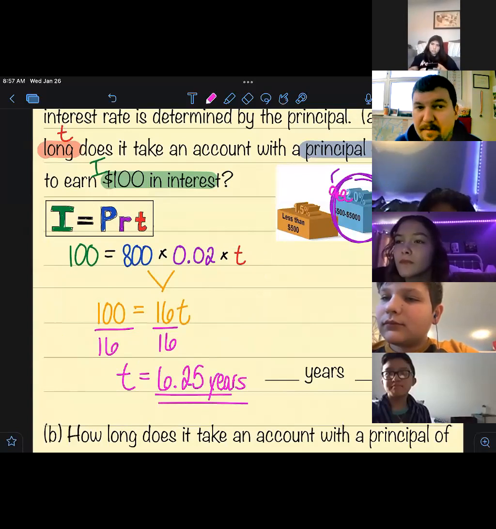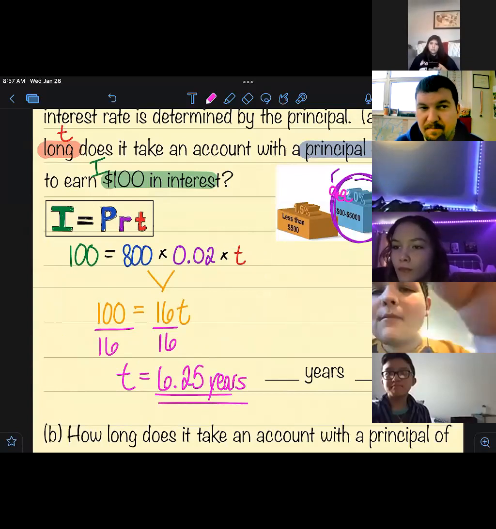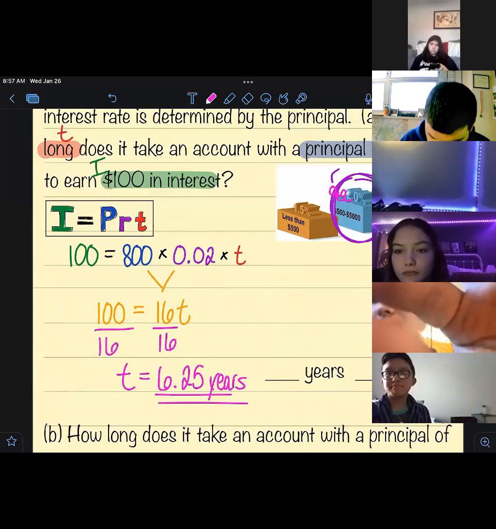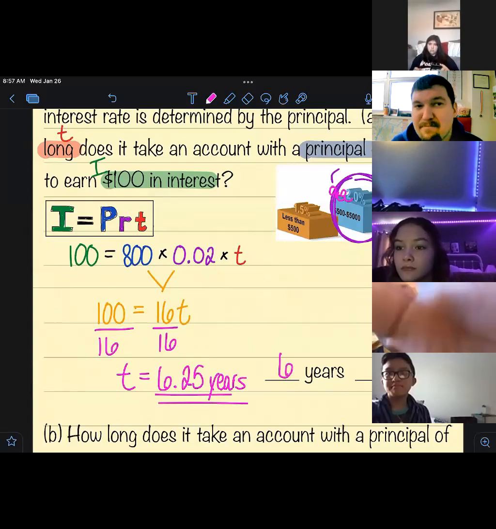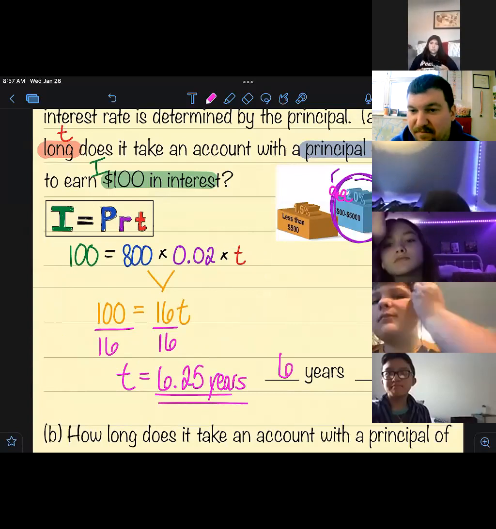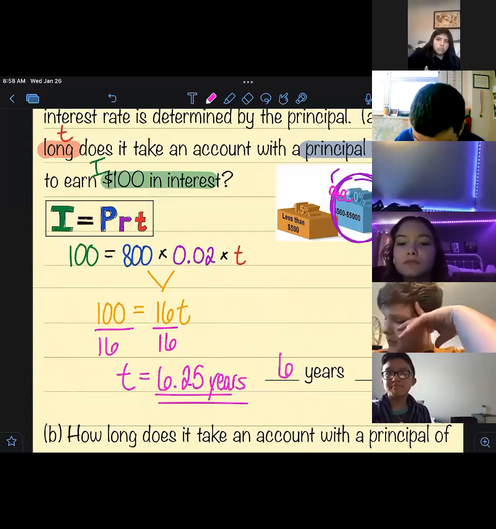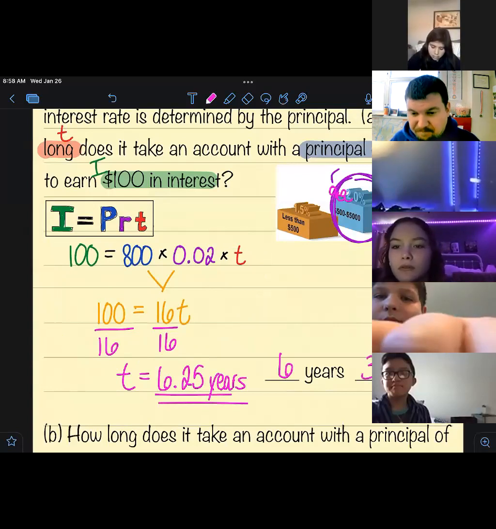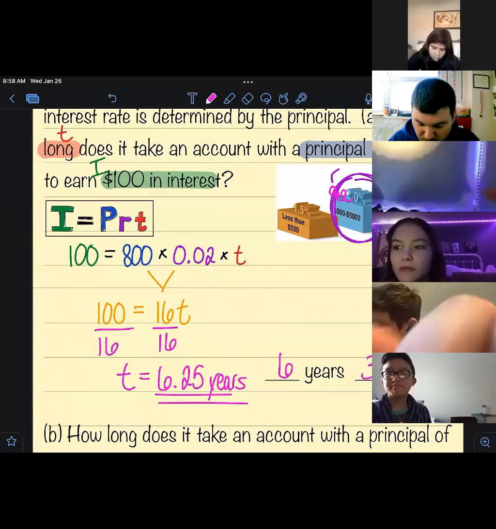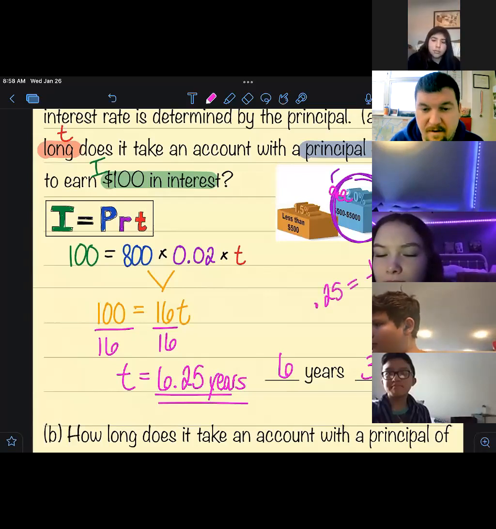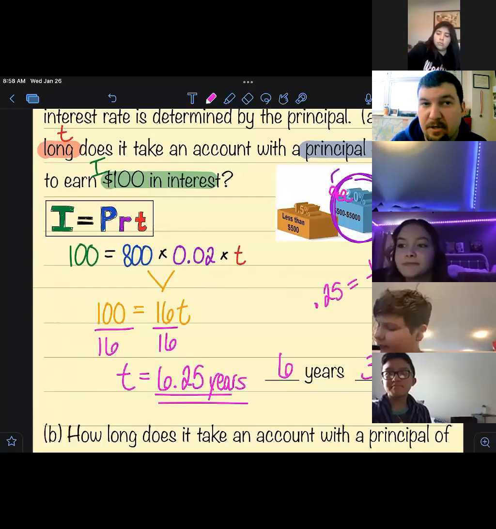But I'm going to make you think a little bit more in depth about this one. If I said 6.25 years, obviously that's 6 years. How many months would 0.25 be? 3 months. Nice job. Was it Hannah that said that? Yeah, 3 months. So 0.25 is the same as 1/4. Since there are 12 months in a year, 1/4 of 12 is 3. So you could say 6.25 years, or you could say 6 years and 3 months.